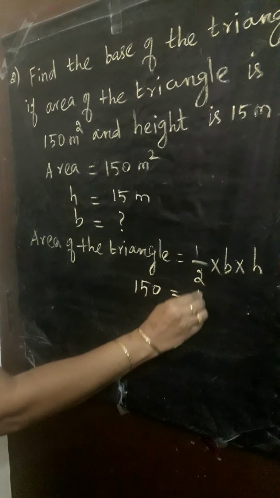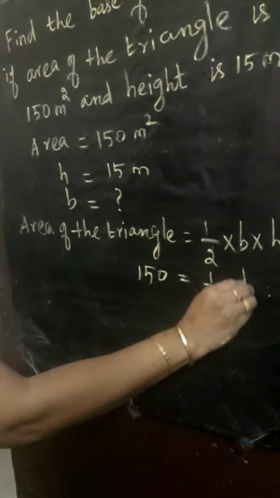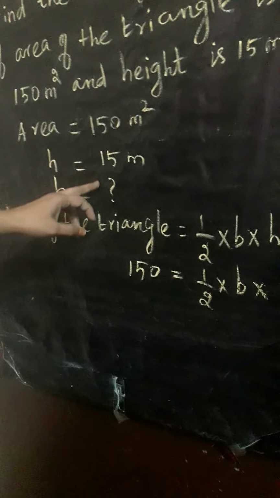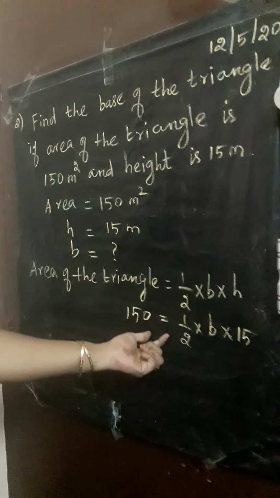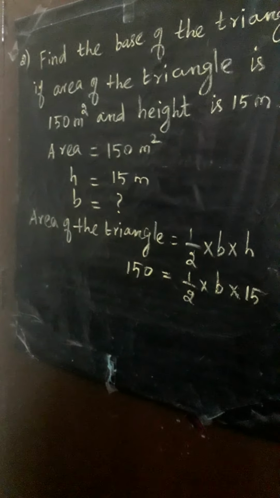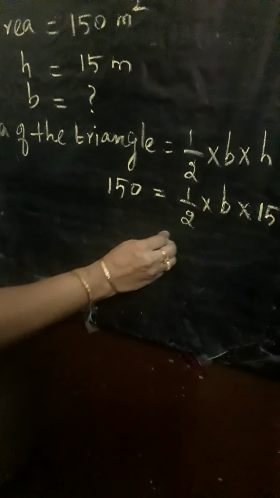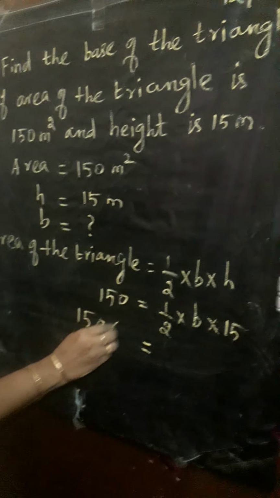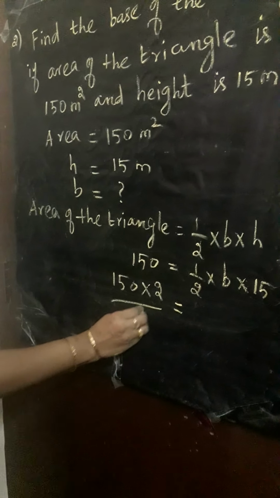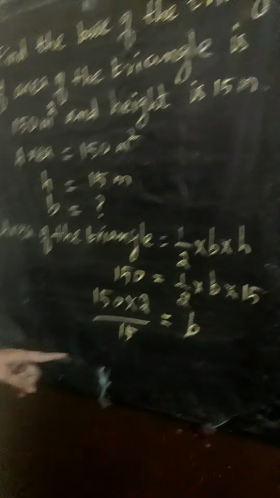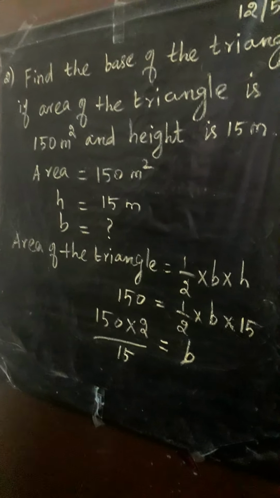First you substitute the values. Area of the triangle is 150 meter square and height H equal to 15 meter. Here 150 equal to half into B into 15. In this sum, divide 2, it goes to opposite, becomes multiply 2. Multiply 15, it goes to opposite, it becomes divide 15. So B equal to 150 into 2 divided by 15.